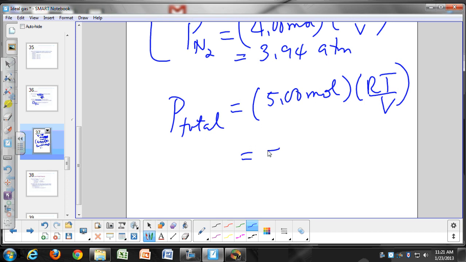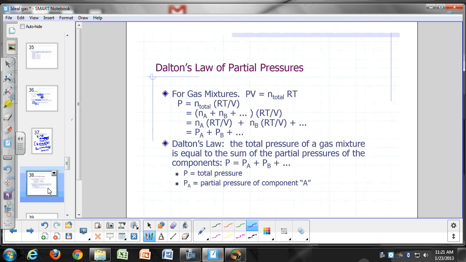So your total pressure is 4.925 atmospheres. So you can see one consequence of the ideal gas equation, if it's valid, if it's applicable, is that the partial pressures will just add up to the total pressure. Okay? So that relationship is known as Dalton's law of partial pressures.